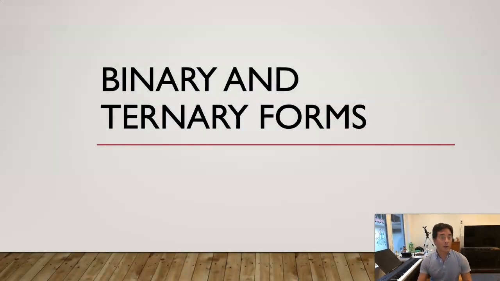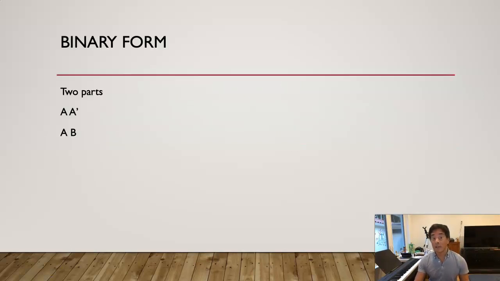Binary and ternary form are 2- and 3-part forms that can be used to create short compositions. The idea of binary is something that is divided into two sections. So it could either be an A prime, which means that the second A has some variation at the end, or it could be A, B, and in this case B, the second section, will be something completely different.